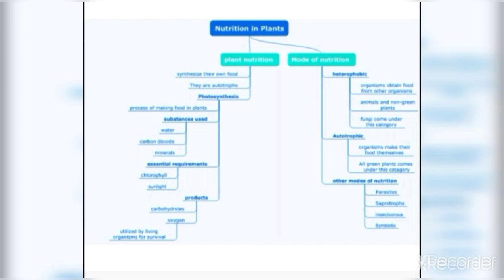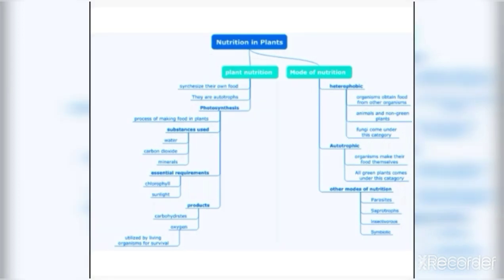Before ending our discussion, let's have a quick recall of what we discussed. Today we discussed other modes of nutrition, which are the parasitic mode of nutrition, saprophytic mode of nutrition, insectivorous mode of nutrition, and symbiotic mode of nutrition. We also discussed how nutrients are replenished in the soil.